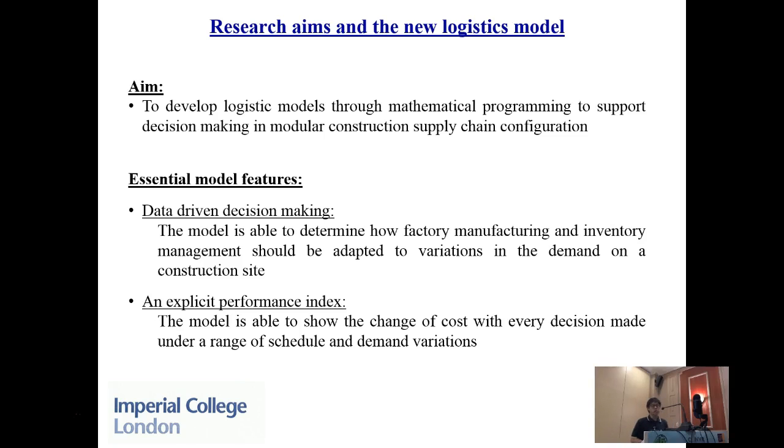The aim of this research is to develop a logistic model through mathematical programming to support decision-making in modular construction supply chain configuration. The supply chain configuration refers to the optimal production and inventory schemes. The model should be able to take in data from the real world and output executable schemes which can help the contractor doing modular construction. And the total operational cost for the supply chain will serve as a performance index to evaluate the quality of decision making in this supply chain.